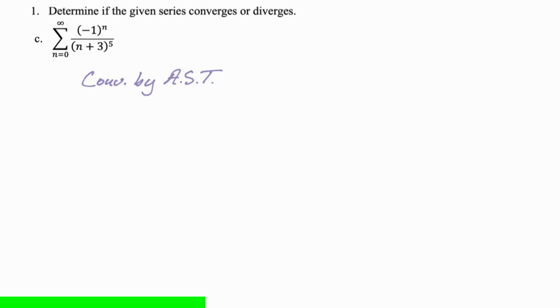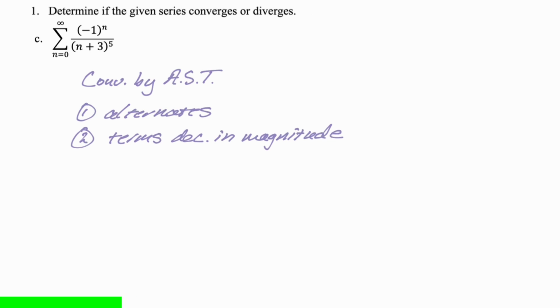So on its own, not alternating, 1 over n plus 3 to the 5th would converge by limit comparison to 1 over n to the 5th. So this actually converges absolutely, but I'm using the alternating series test, so I need to make sure that it meets the 3 criteria. The first one is that it needs to alternate, which it definitely does. The second criteria is that the terms need to decrease in magnitude, and they do. And then the third criteria is that we need the limit of the nth term to equal 0, which it is. And so this converges by alternating series test.